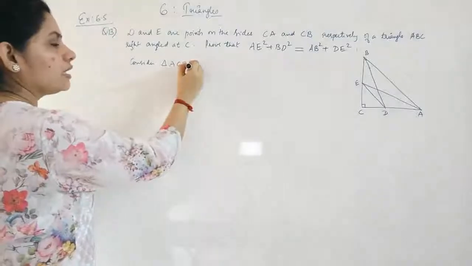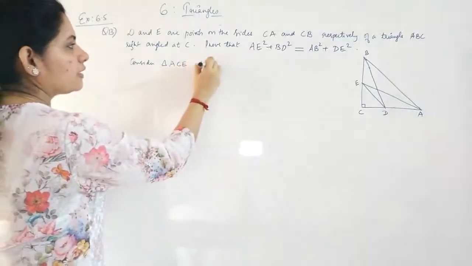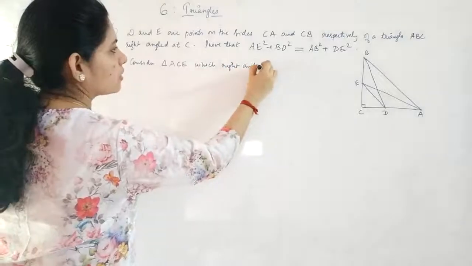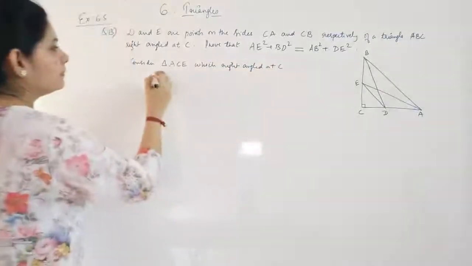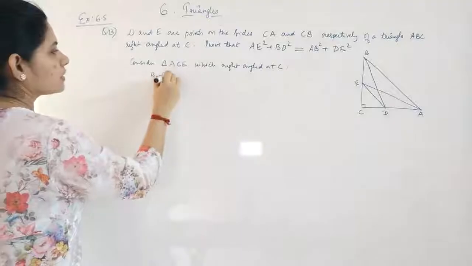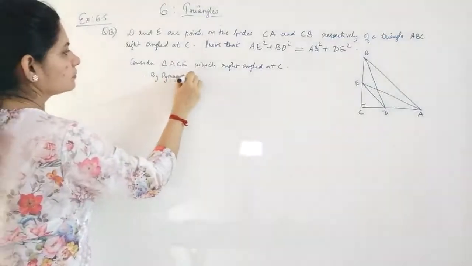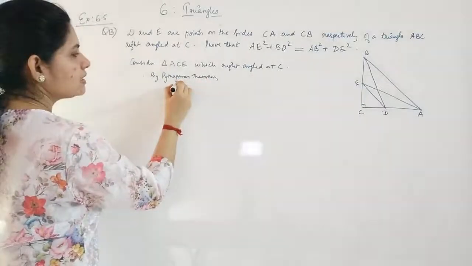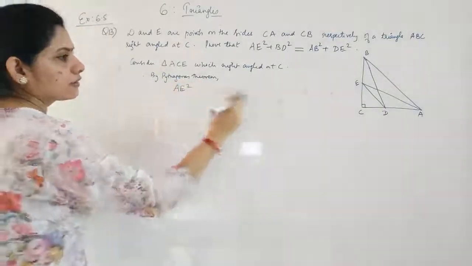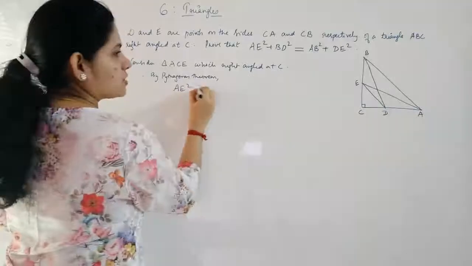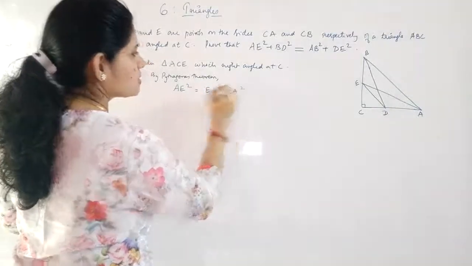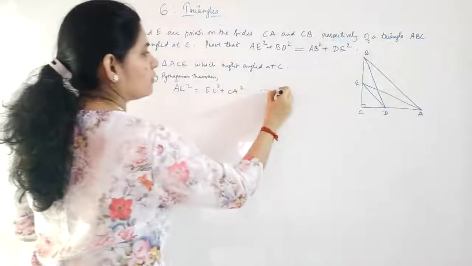So here you can use Pythagoras theorem. Therefore, by Pythagoras theorem, AE square is equal to EC square plus CA square. That is equation number 1.